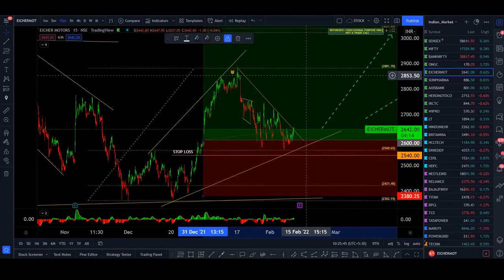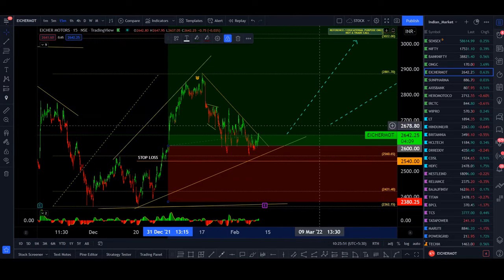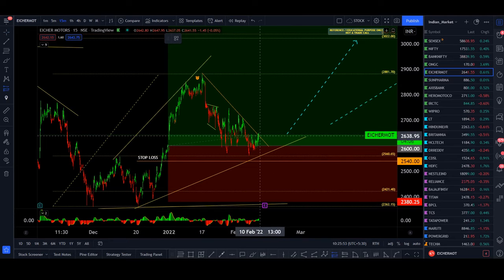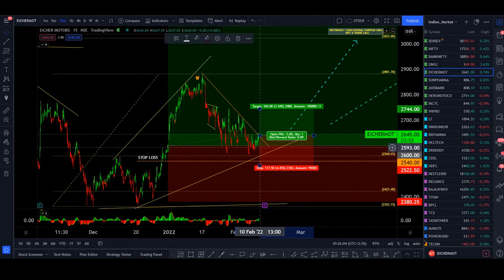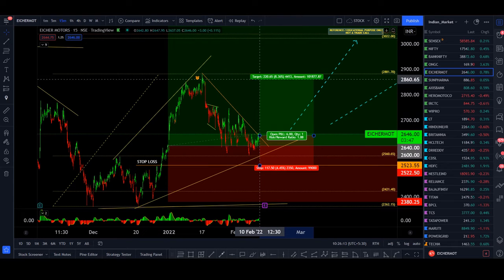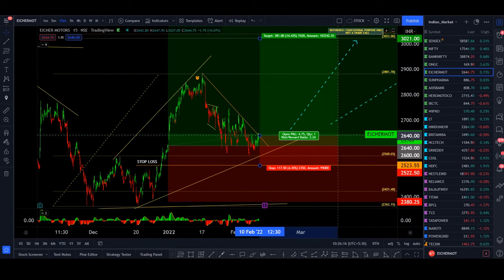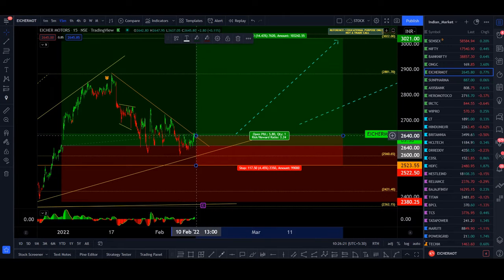So let's add the trade in the chart. Our entry point is approximately 2640 rupees, and our stop loss will be slightly below this, as there is a possibility it can retest, and we don't want to be taken out. Our target for this trade will be around 3000 rupees. So this is our trade setup and the entry which we have taken.